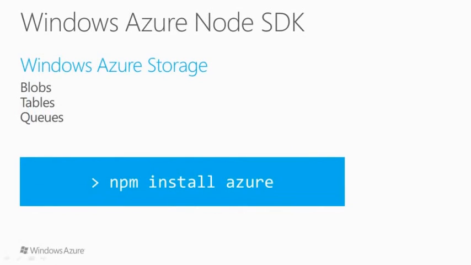The Windows Azure SDK for Node.js contains code for accessing Windows Azure Blob, Table, and Queue storage services. Support for additional Windows Azure services such as caching and Service Bus will be added in future releases. Installing the Windows Azure SDK for Node.js is easy using Node Package Manager. Simply type npm install azure in the command line and it will be installed in your project.